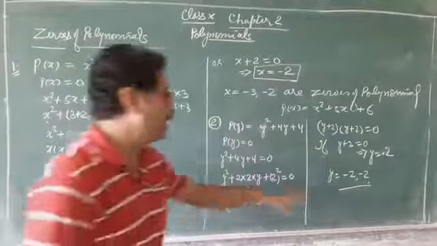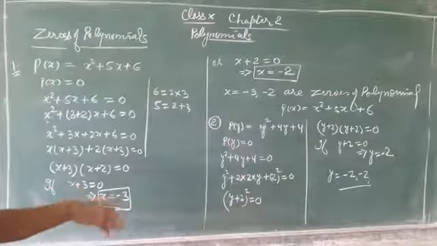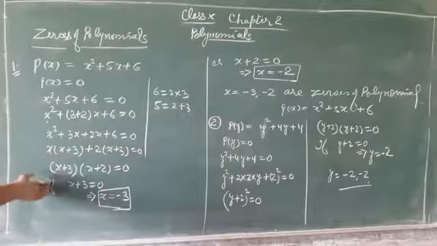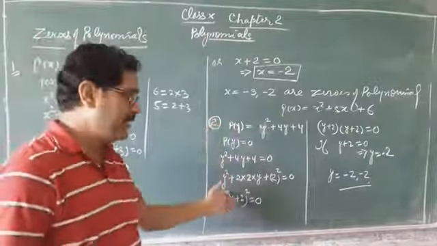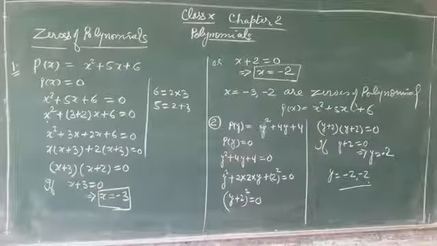They are equal zeros. So we can solve it with the factorization method, and here we use the a plus b whole square method. So whichever method you find easy, you can use it to solve.